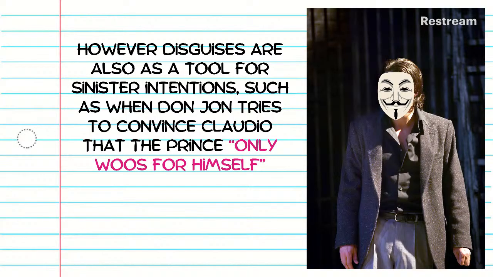Okay. So the foul intentions, sinister intentions, Don John trying to convince Claudio that the prince only woos for himself. So disguises can also be quite evil and sinister and dark and luring as well. But it's not like they have to go all the way to that depth for anything bad to happen. Don John's schemes weren't really too well thought out, because anybody could just vouch for Hero, as Beatrice did when she said that Hero was actually with her, but obviously nobody believed the women.